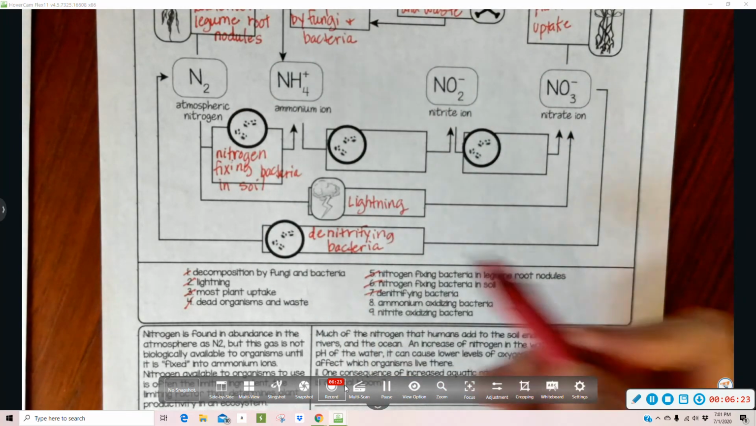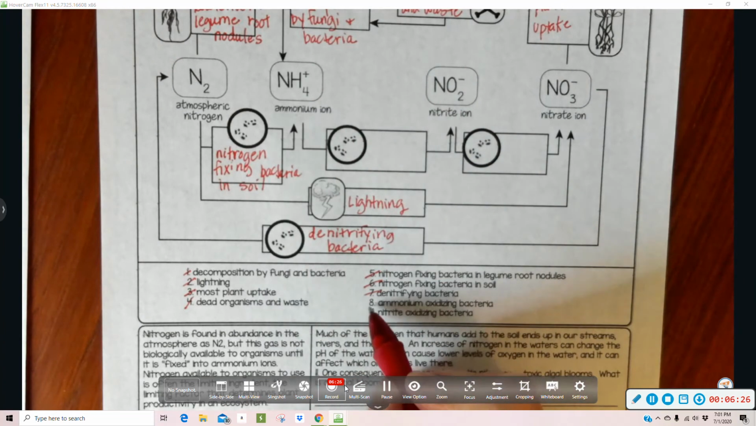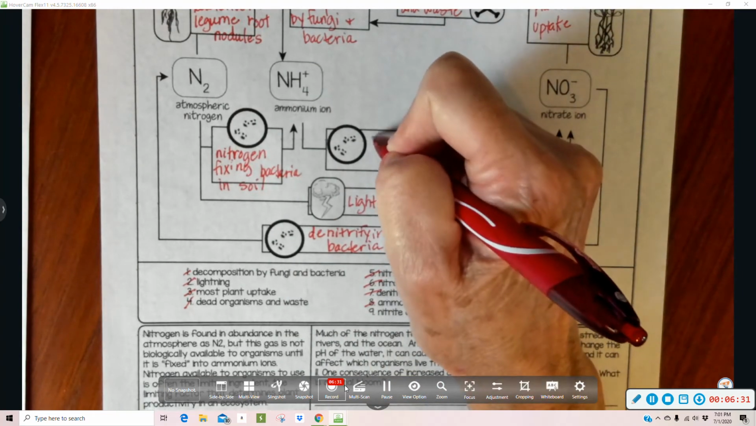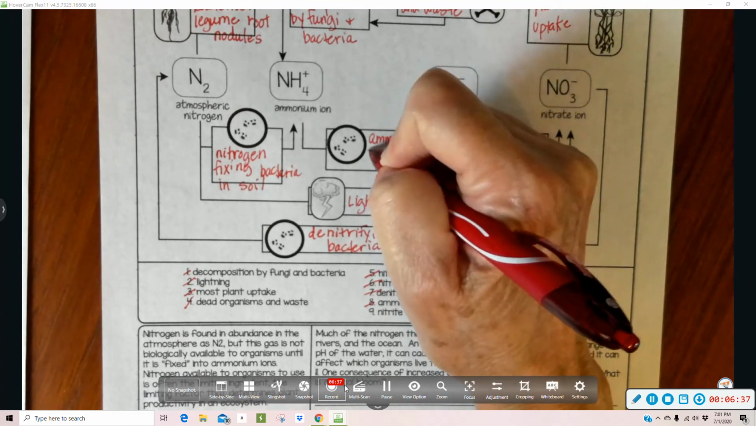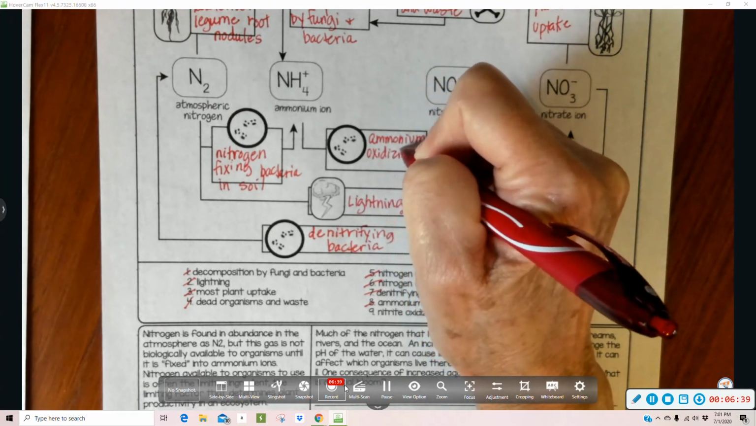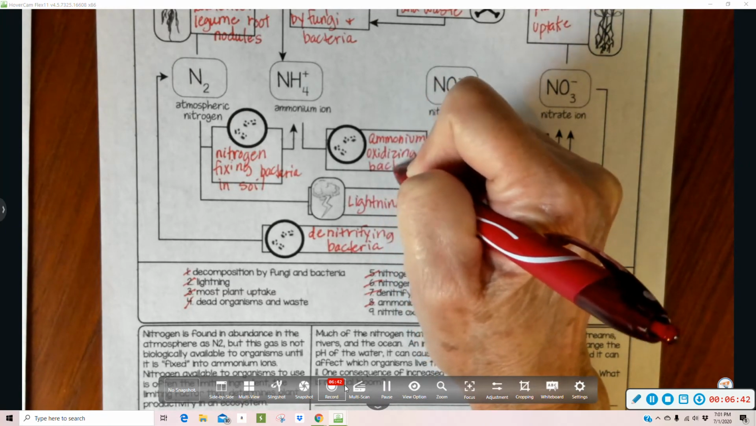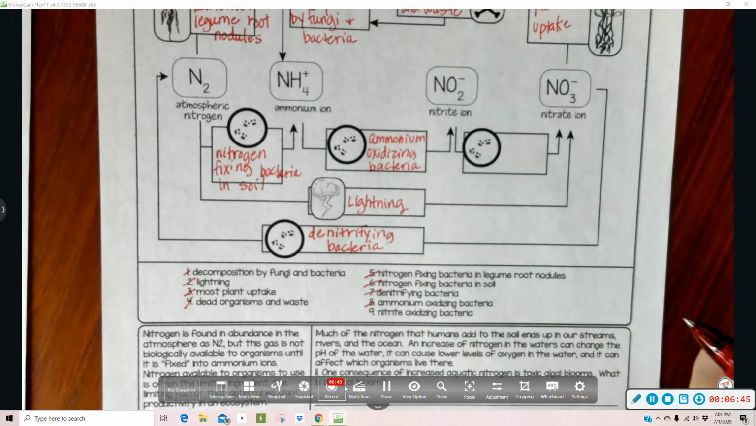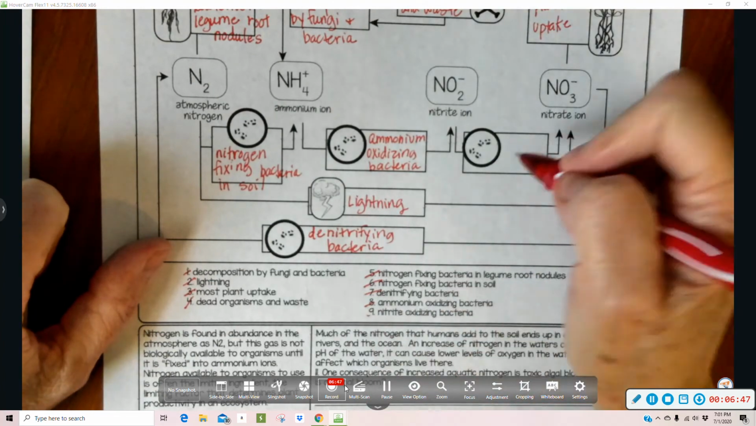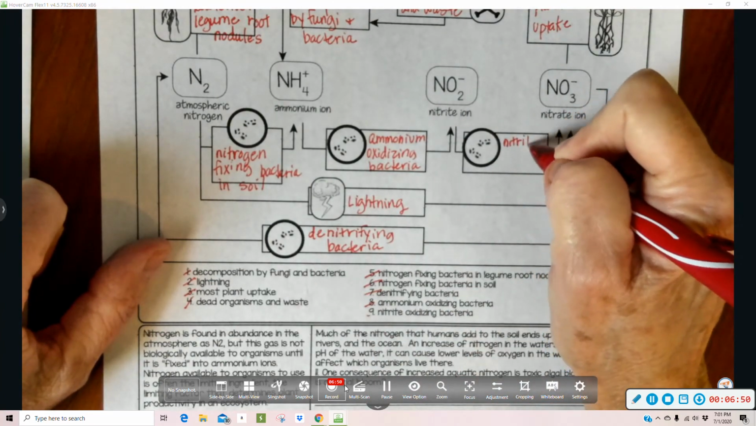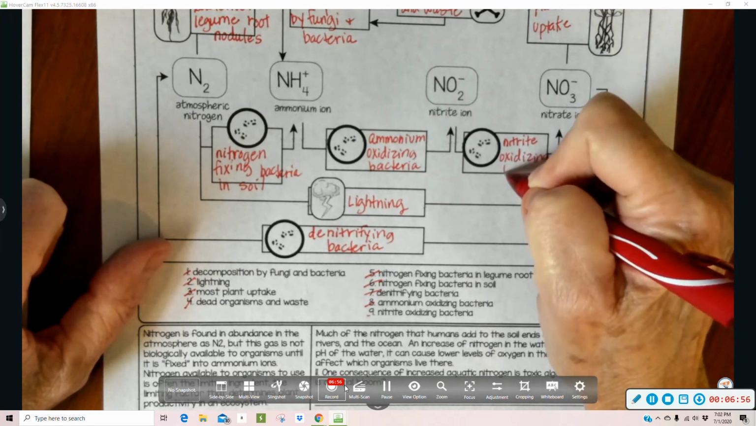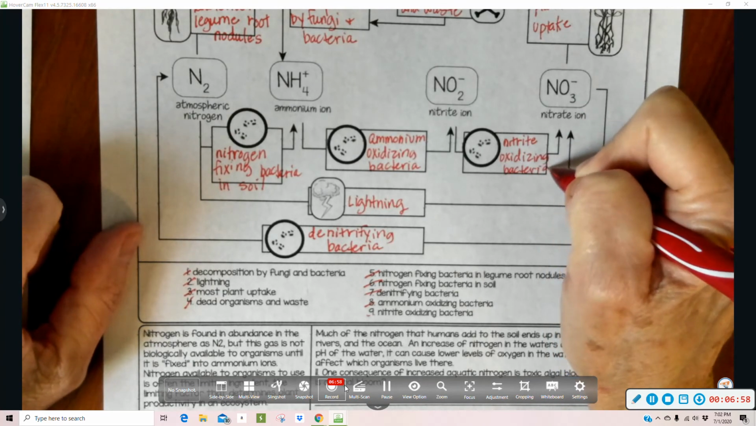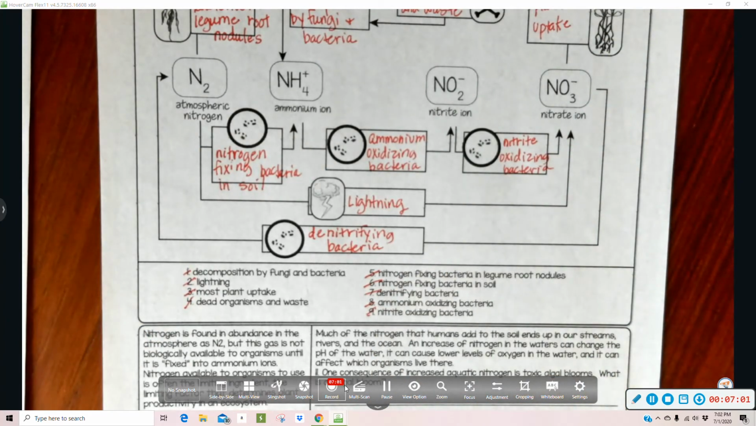And then I have the word ammonium here, and I have number 8 that kind of matches that, so I can pretty much put that one there. Ammonium oxidizing bacteria, and that leaves just your one left, the nitrites. Nitrite oxidizing bacteria. Okay, and that takes care of all 9 of those.